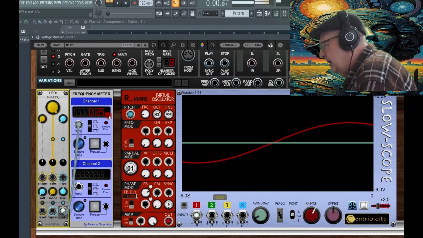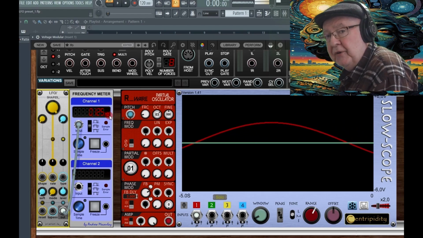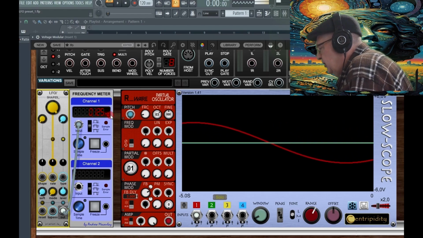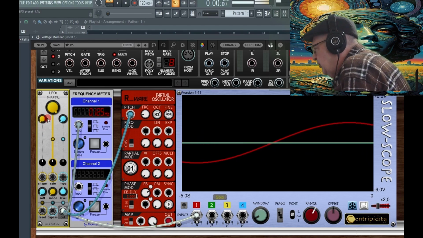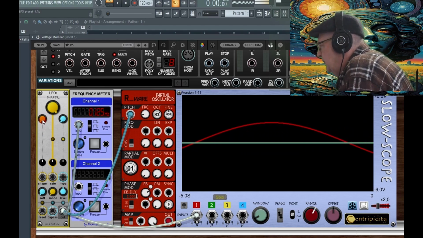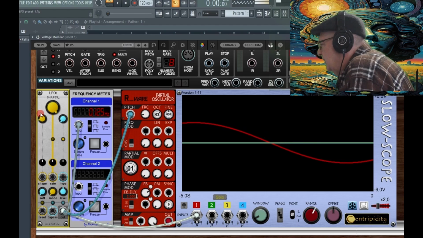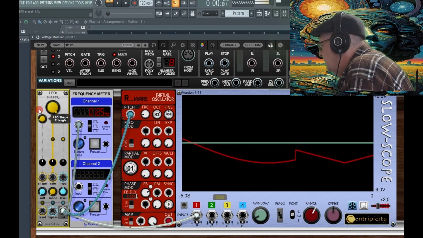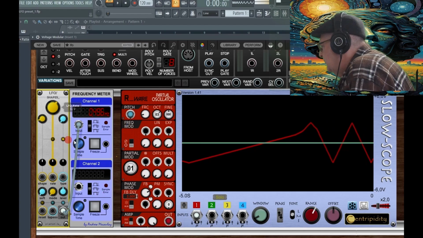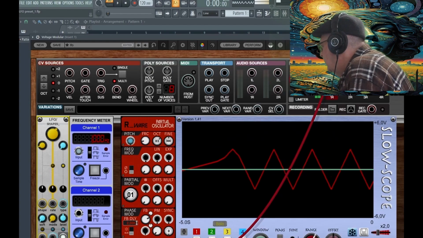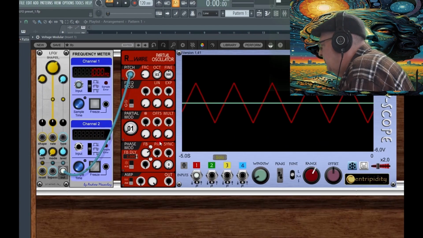Now it is already. There are 9 wave shapes on offer, which we choose using the smaller knob here. The first 4 wave shapes are the common wave shapes: sine and triangle. Now let me increase the frequency. And we don't need the sound.